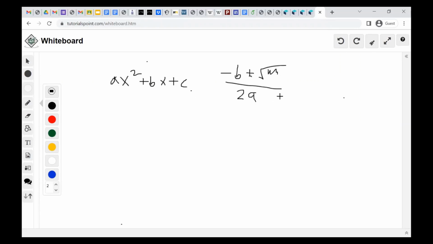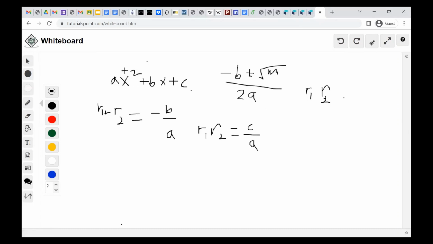We'll call these roots R1 and R2. As you have probably seen before, the sum of the roots, R1 plus R2, is equal to negative b over a, and the product of the roots, R1 R2, is equal to c over a. So essentially this allows us to relate the roots of a polynomial, R1 and R2, with its coefficients.